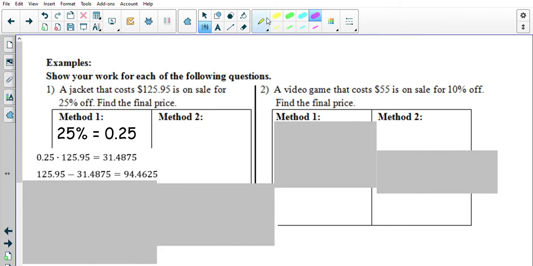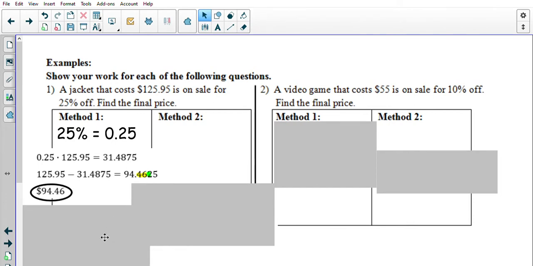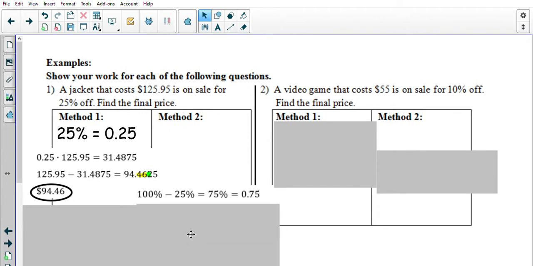So when I look here, I've got 94.46. The next digit is a 2. I don't care that the one after that's a 5, but that's going to leave us at 46 cents. So we get $94.46. Now, method 2 is what I prefer. I take 100% minus 25% to get 75% or 0.75.